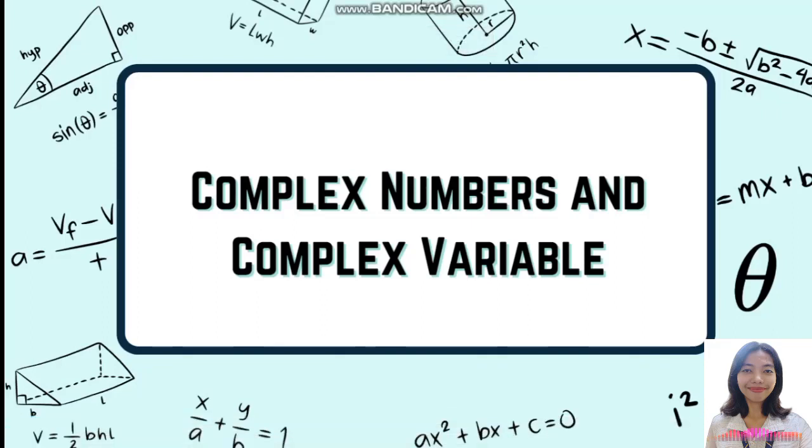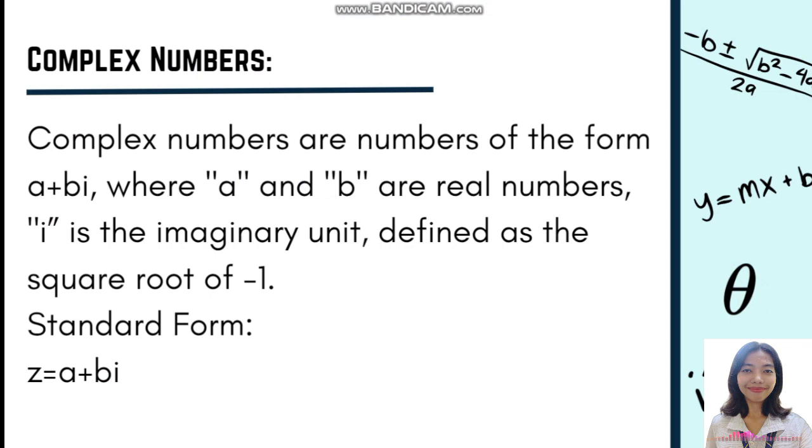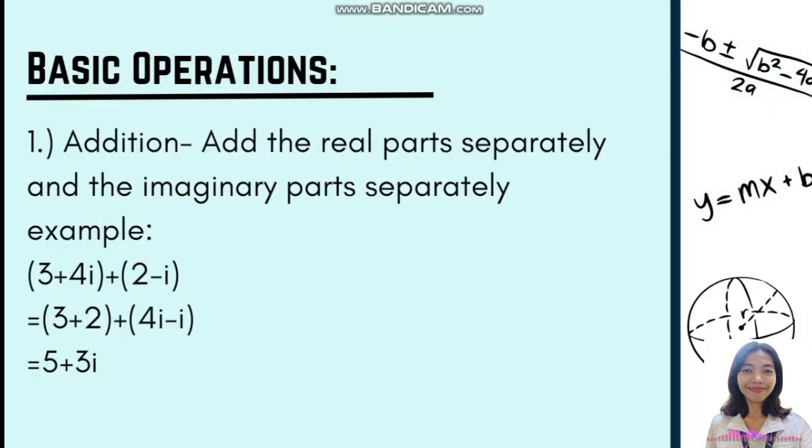Okay, so for today, we're going to discuss complex numbers and complex variables. First, let's define what complex numbers are. Complex numbers are numbers of the form a plus bi, where a and b are real numbers and i is the imaginary unit. It is also defined as the square root of -1. The standard form for complex numbers is z equals a plus bi.